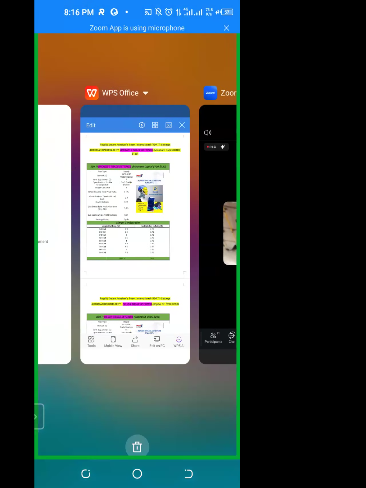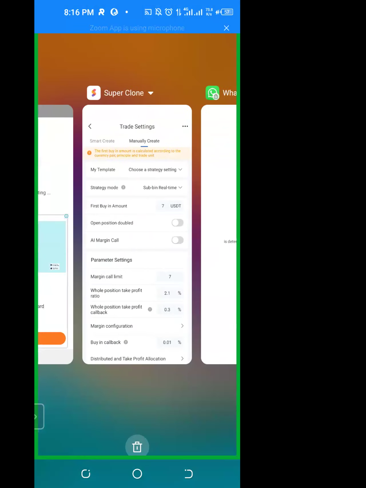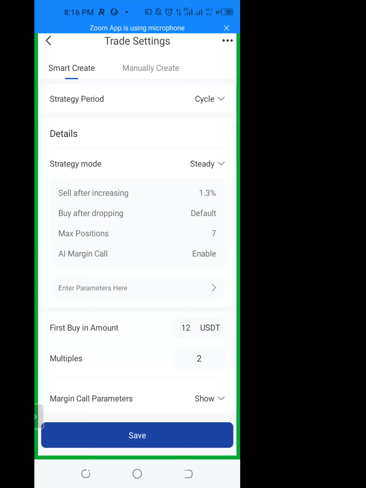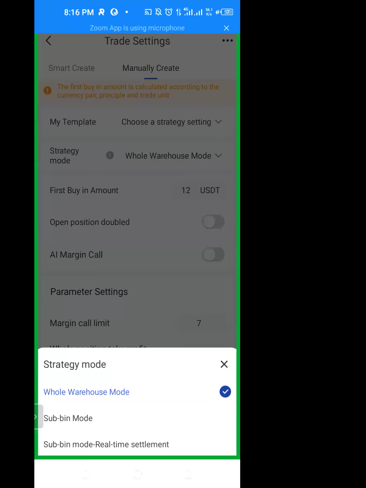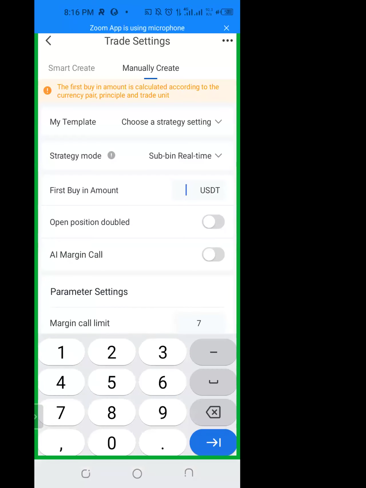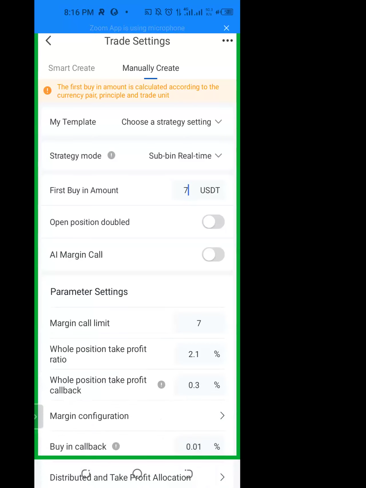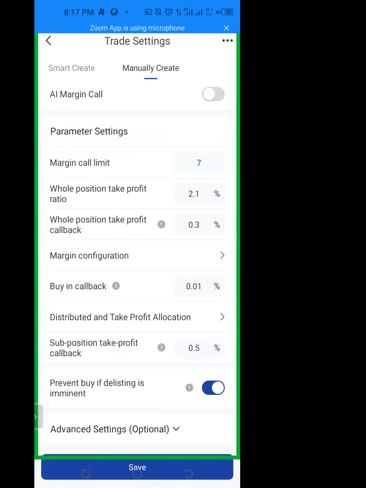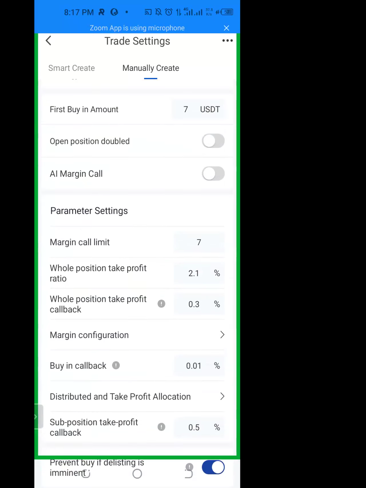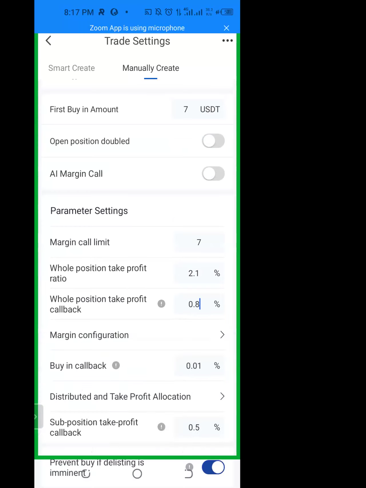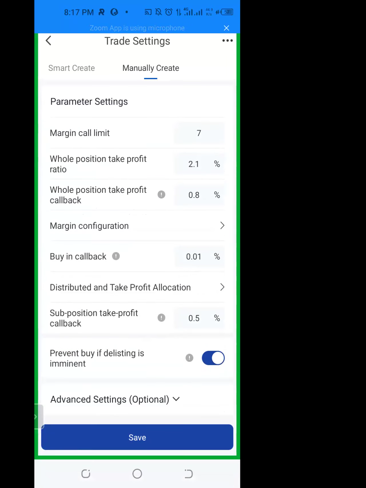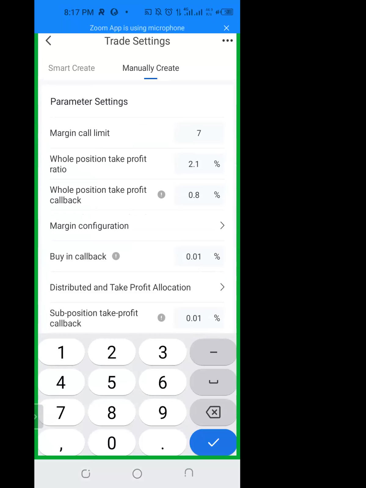So when you are now entering the coin, the moment you get here, just click manually create, click these settings, change the mode to real time sentiment. Depending on your capital, reduce it. So just follow this setting. Just leave the margin call level at 7. The take profit is what you are seeing here. You can even reduce it to 0.8, just the way you saw it in the setting, 0.01.